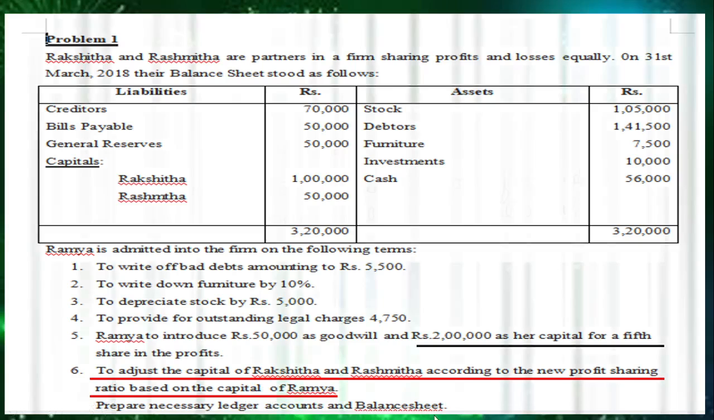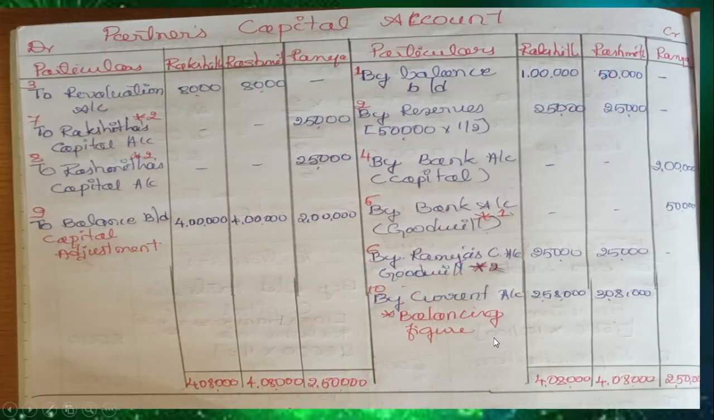So here, either making payment or adjusting the entries with the partners' current account.